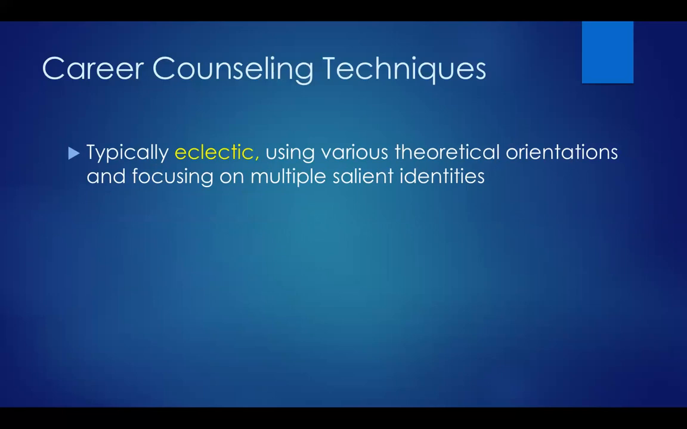So career counselors use a lot of different techniques. We call this an eclectic style where they might use some Gestalt techniques, some CBT techniques from a variety of different theoretical orientations, and they might focus on some salient identity. Maybe the person wants to make sure they find a job that fits with them because they're a parent, or because of their gender.